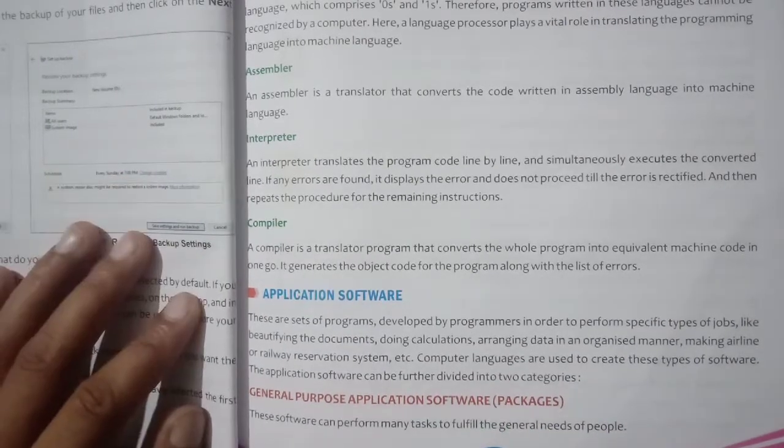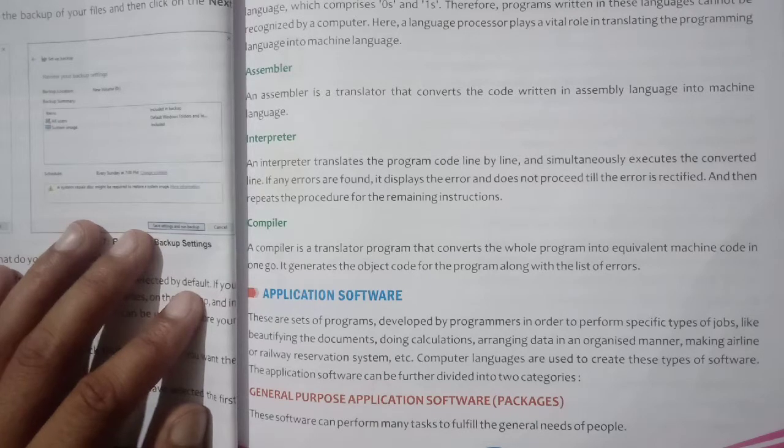So students, you know here application software is a set of programs. These programs are developed by the programmers for a particular purpose, just like preparing your document, calculation, and arranging the data in an organized manner. If you want to see another example of application software, just visit the site of airline and railway reservations. It provides the facility to the users.